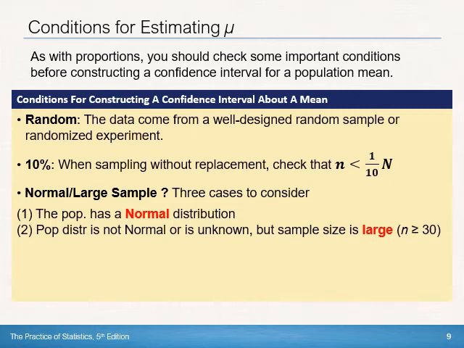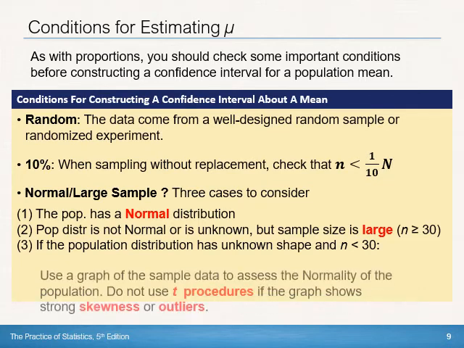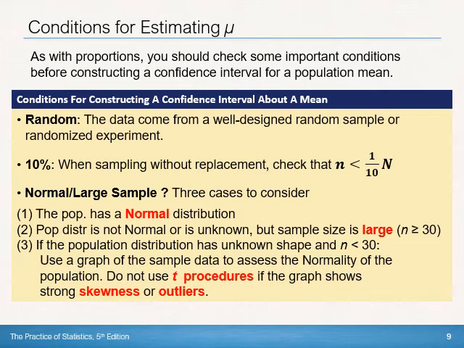This will give us the ability, using the central limit theorem, to proceed with our t procedures. The third case is neither of those things happen. The population distribution is unknown or is known to be non-normal, and our sample size is lower than 30. Then what we do is we simply graph our sample data and look to see if there are any outliers. Is there really strong skewness?